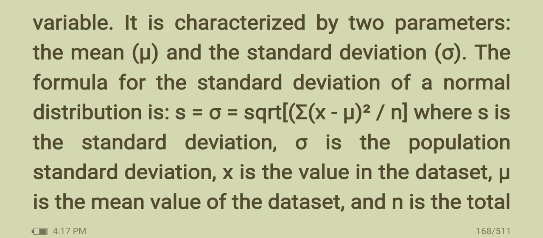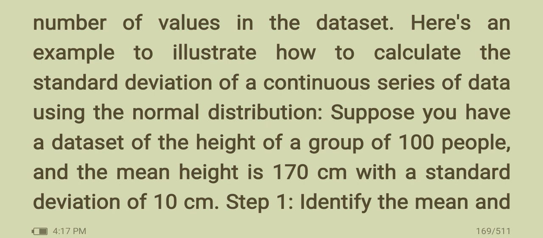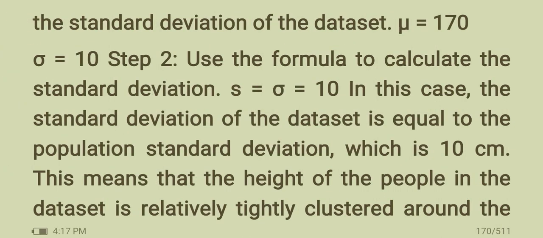The formula for the standard deviation of a normal distribution is square root of the sum of (x minus mu) squared divided by n, where s is the standard deviation, sigma is the population standard deviation, x is the value in the data set, mu is the mean value of the data set, and n is the total number of values in the data set. First, we just take the mean. We have the mean and the standard deviation. Identify the mean and the standard deviation of the data set. Use the formula to calculate the standard deviation.